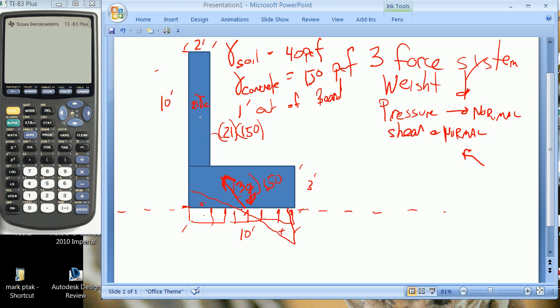Right? You're going to add these together. These are parallel and they act down. So their resultant is somewhere in between, and it's a weighted average in between. This one here looks like that. It goes from 0 at the top to 400 pounds per square foot.